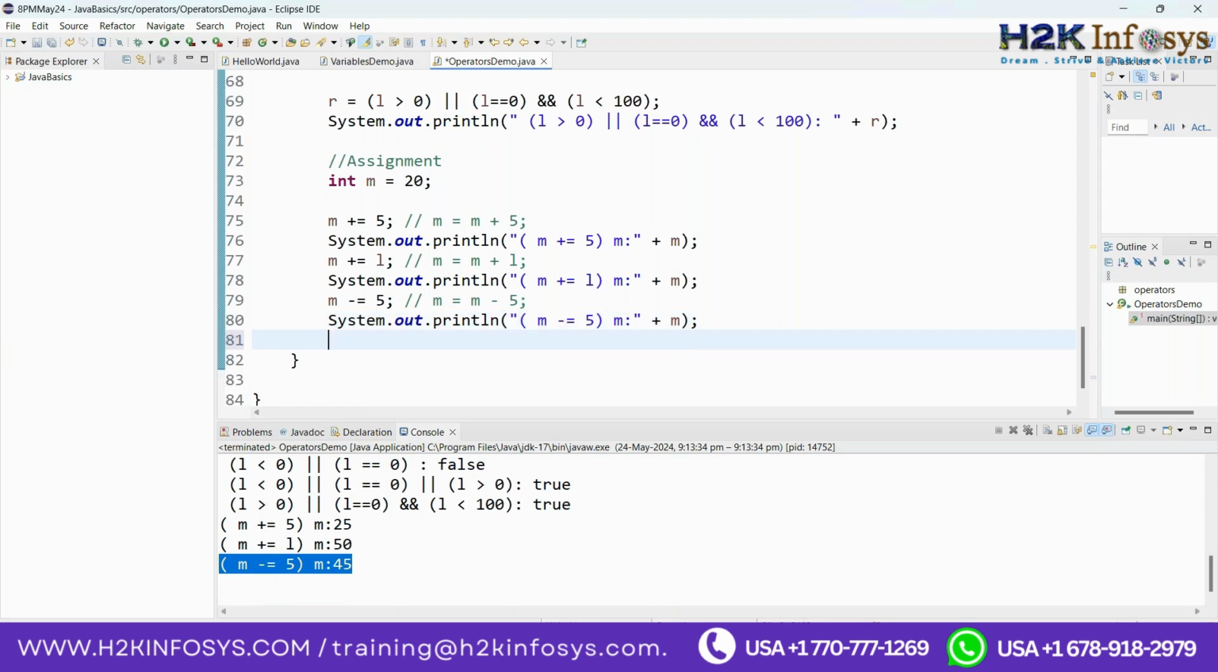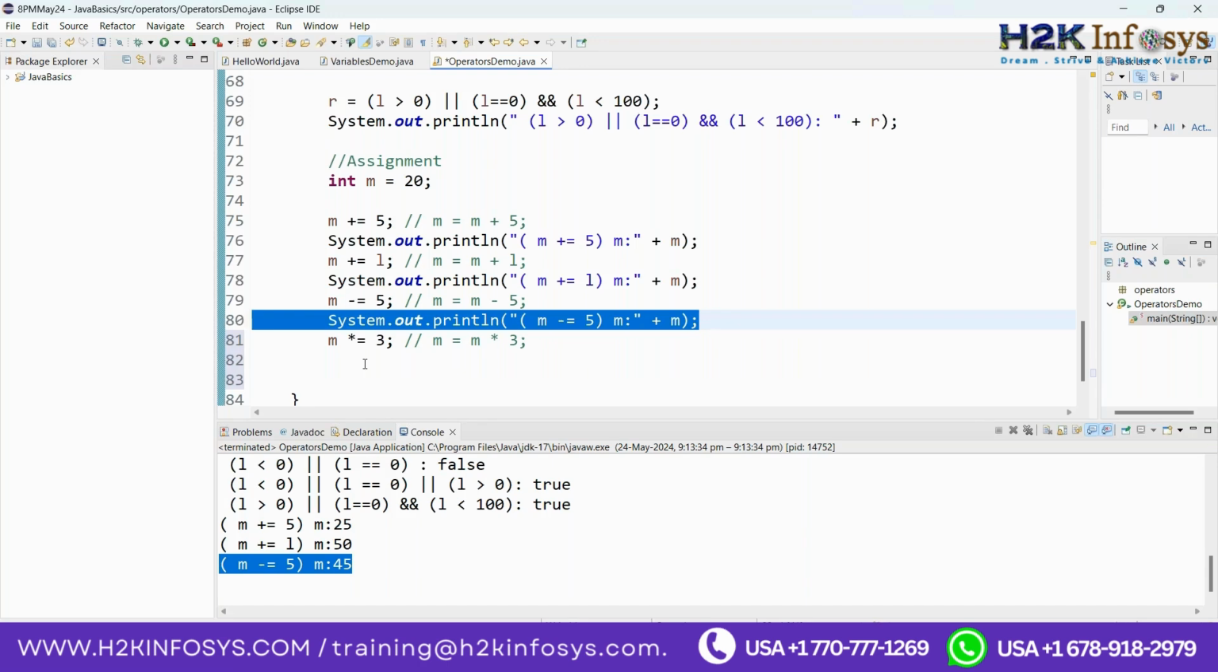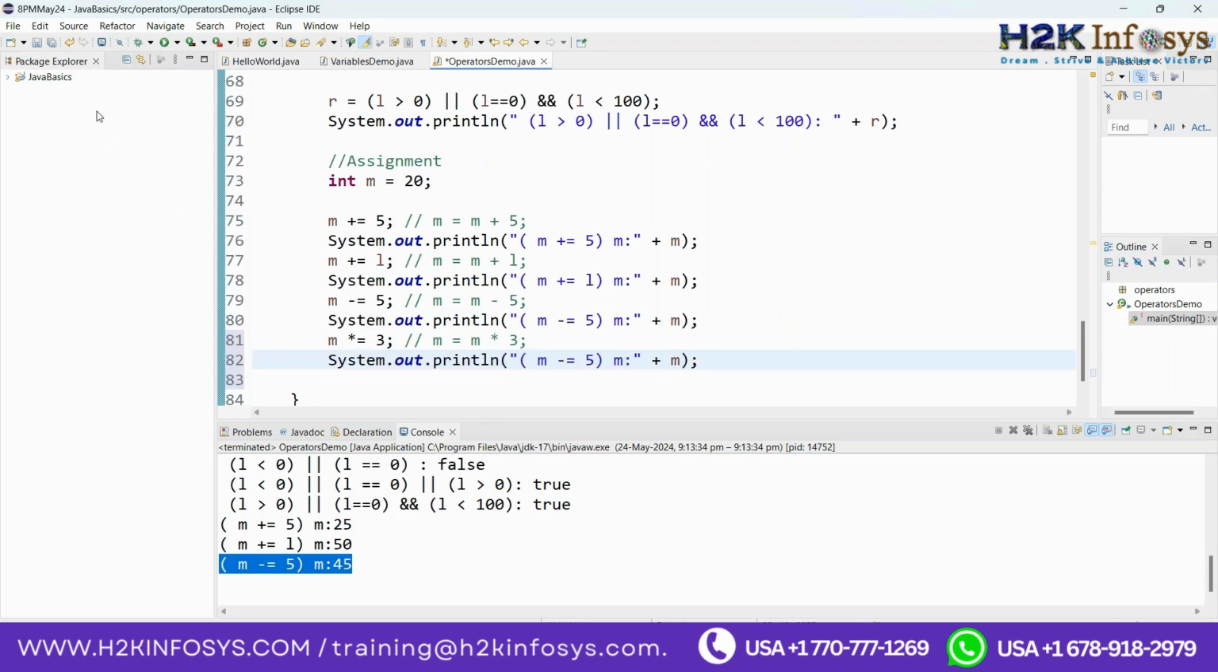Fine. Similarly, we do have multiplication also, guys. m times equal to 3, which is equivalent to m equal to m into 3. Now tell me, 45 into 3, okay, 90 plus 45, 135, correct? 135. Correct. 45 into 3, 135, simple. So now let me put this in.